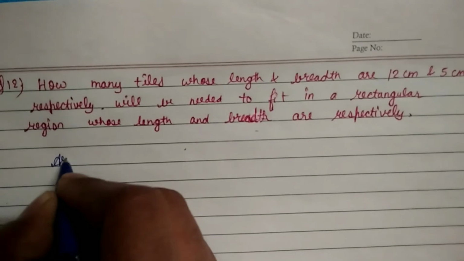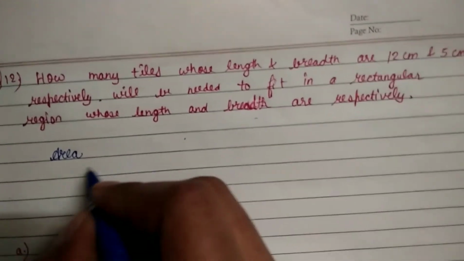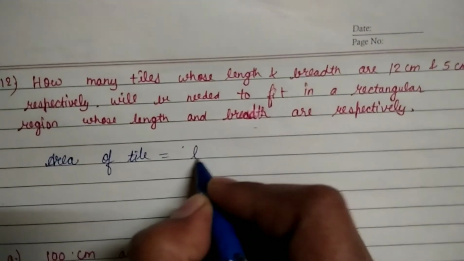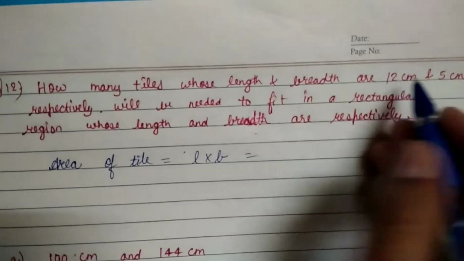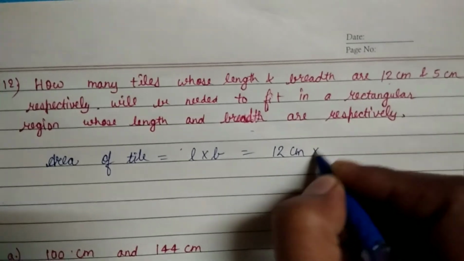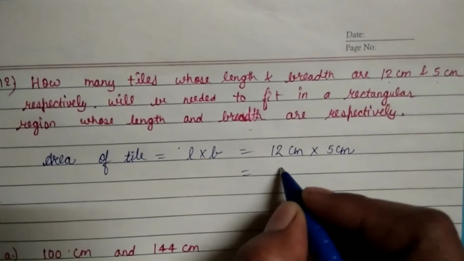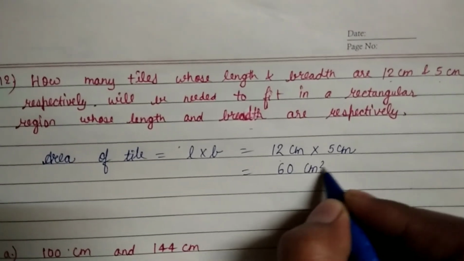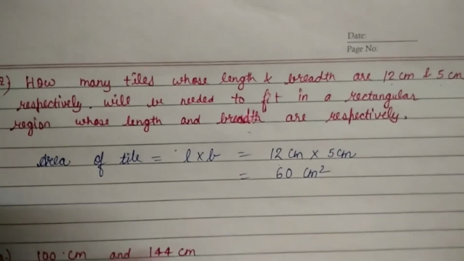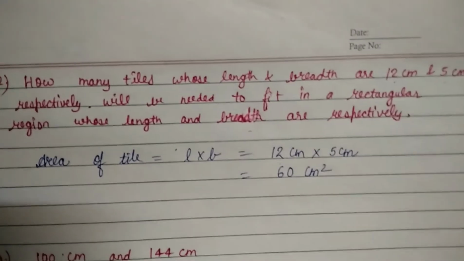So firstly we will take out the area of the thing that we have to fit. What do we have to fit? We have to fit tiles. So area of one tile is length into breadth. Length of the tile is 12 cm and the breadth is 5 cm. So 12 5s are 60 centimeter square, which is the area of one tile.